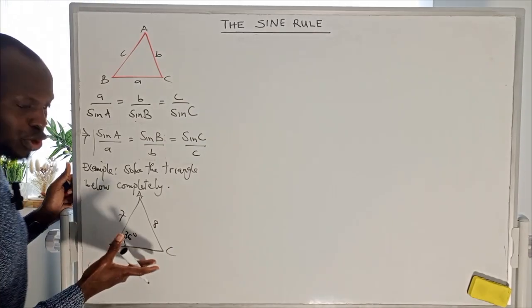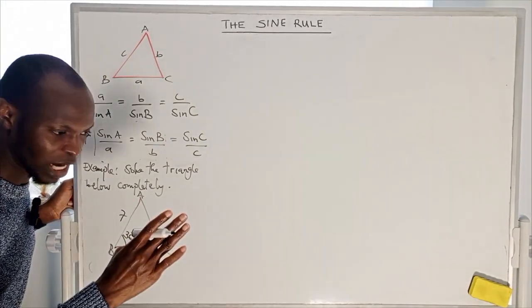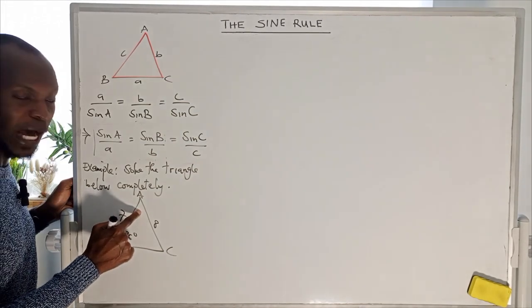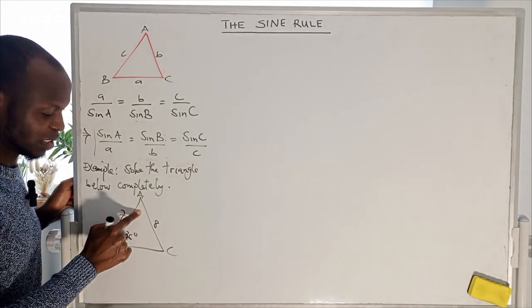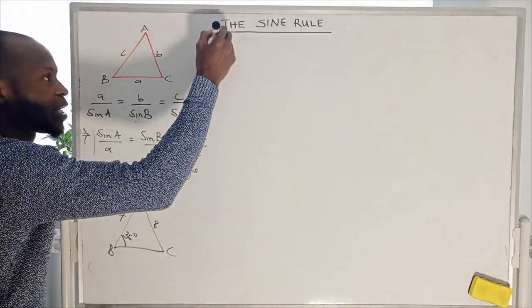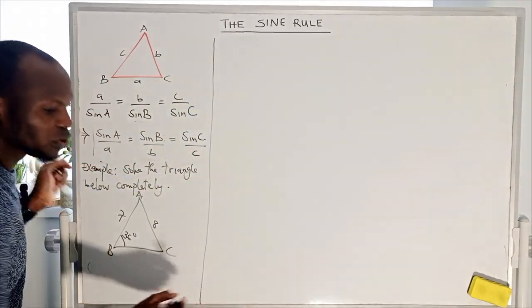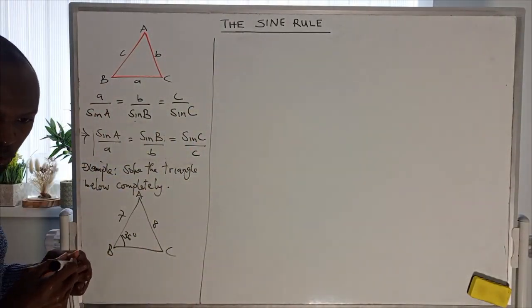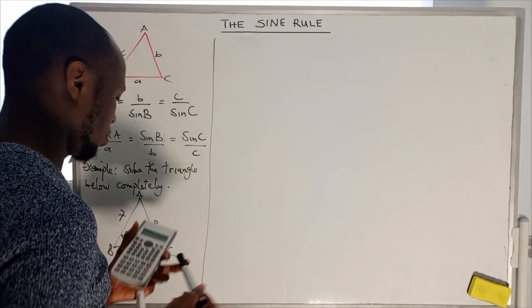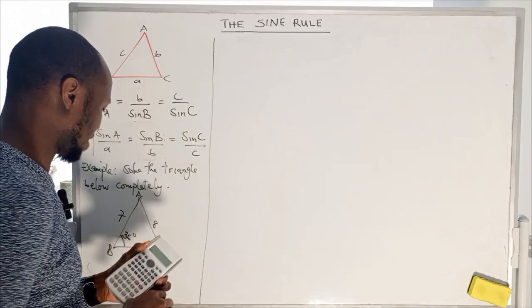Now somebody should ask me, can I use the cosine rule? Capital no. Why? Because for the two sides that are given, the included angle, which is angle A, is not given. So I can't use the cosine rule. Now, let's use our sine rule.